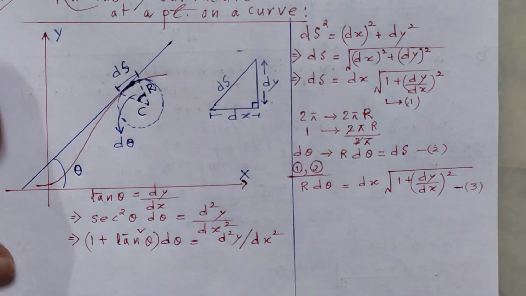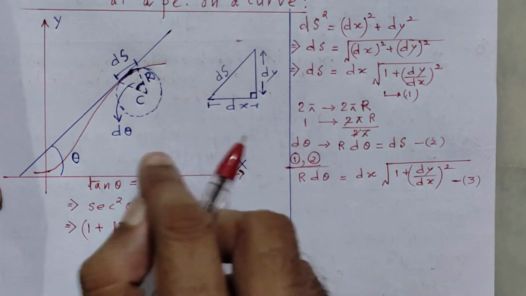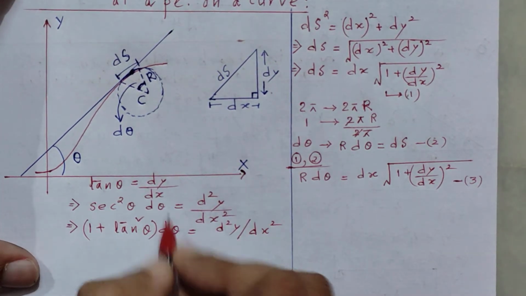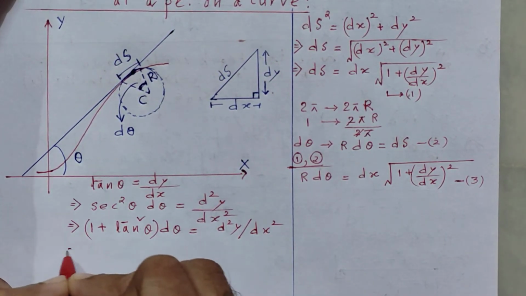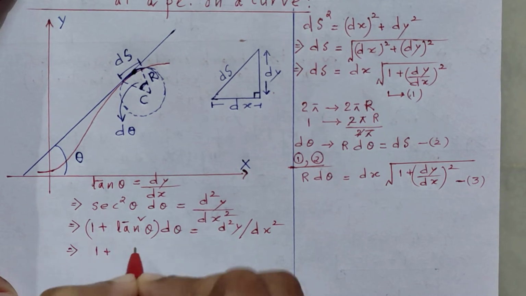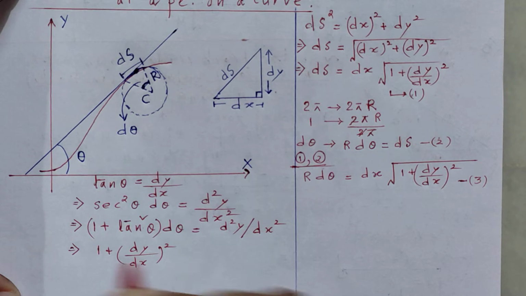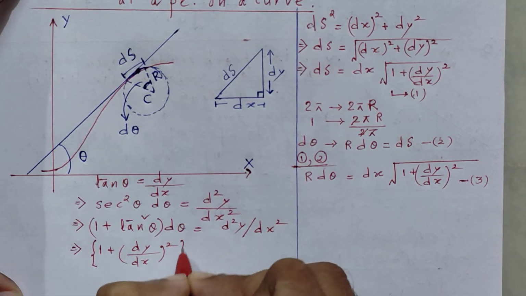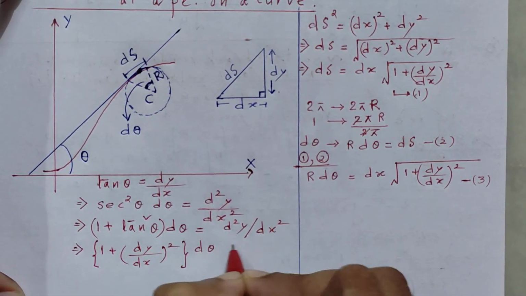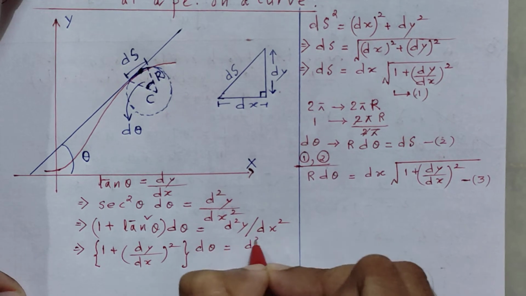I am assuming that you know d2y/dx2. d2y/dx2 is d/dx of dy/dx. Now what is tan theta? Tan theta is dy/dx. So what we can say? 1 plus (dy/dx) whole square into d theta equals d2y/dx2.